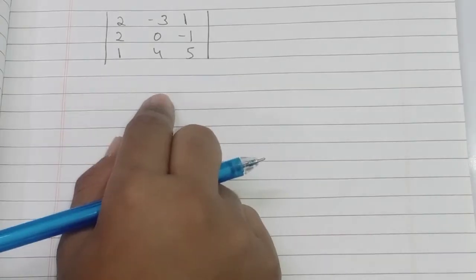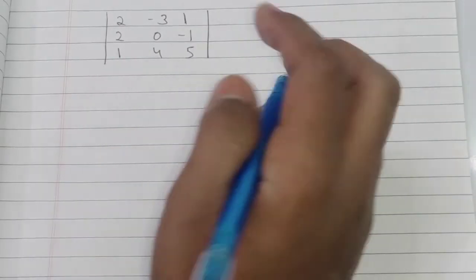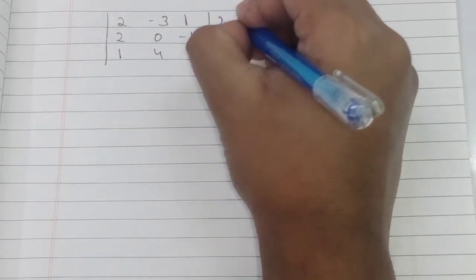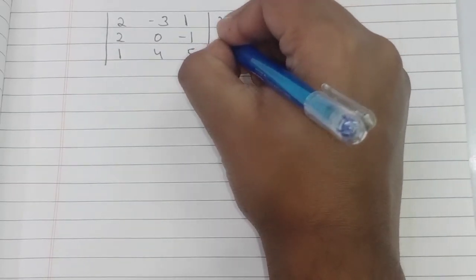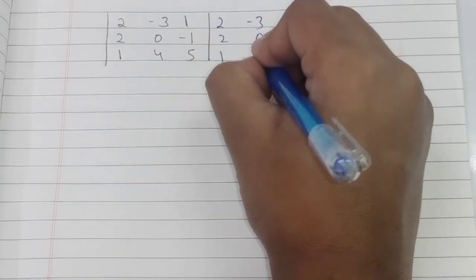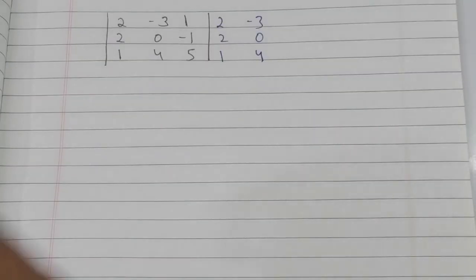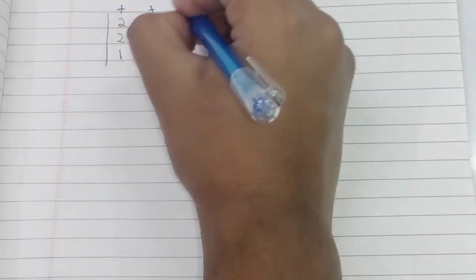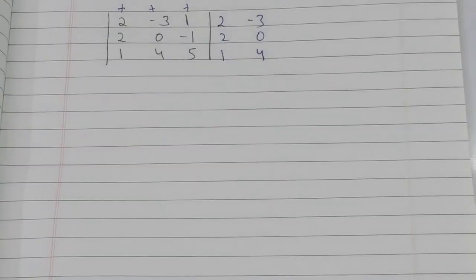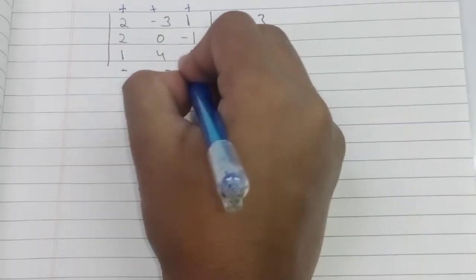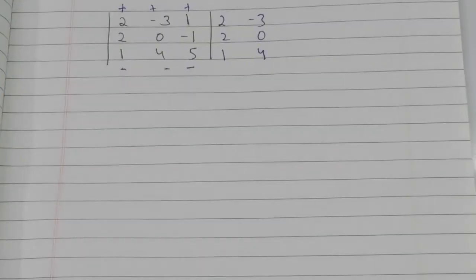Now let's check this using the Sarrus scheme. We have this matrix, we copy the first two rows and we get 2, minus 3, 2, 0, 1 and 4, like this. We write positive, positive and positive on the first three, and negative, negative and negative below the last three.